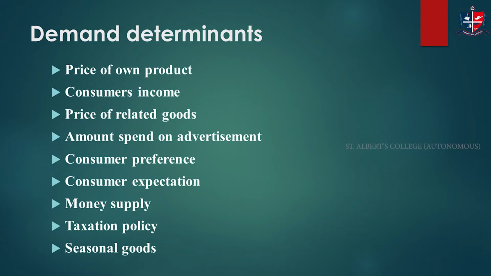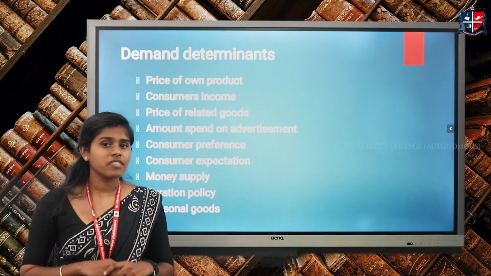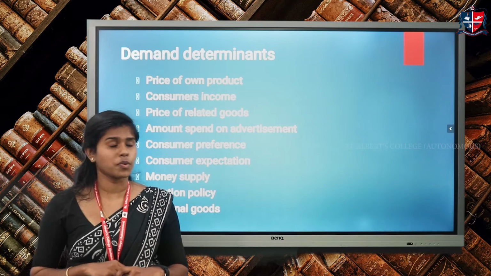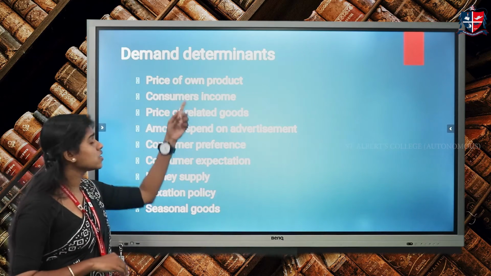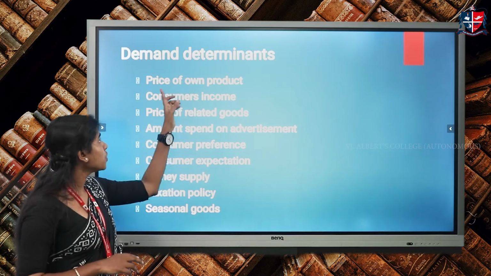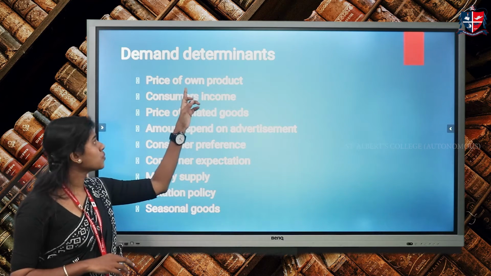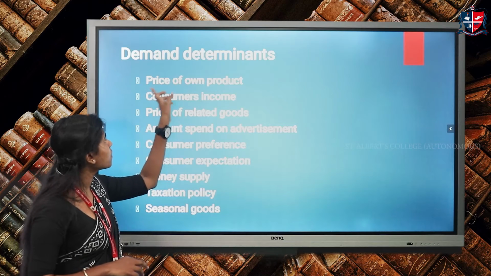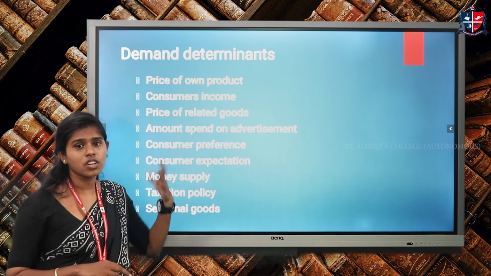And next comes the demand determinants. This is a really important topic. What are all the factors or determinants affecting the demand for a particular product? The first one is the price of the own product. This is what we have already explained in detail in the law of demand. The price of the own product is really equal to the law of demand.